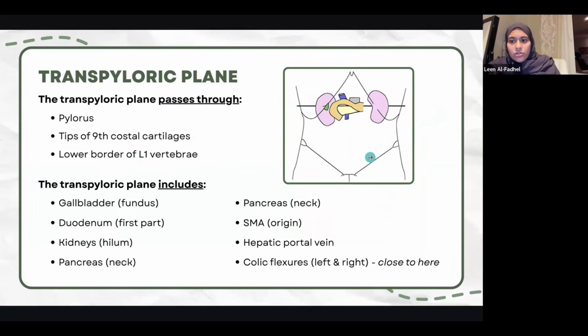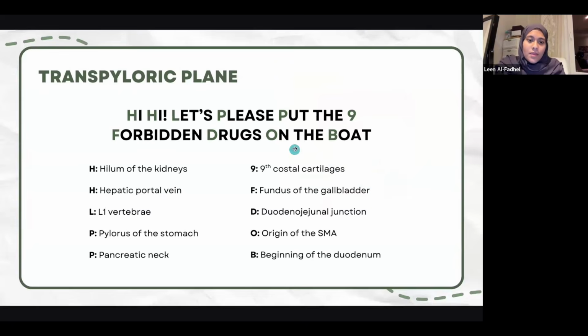Now, you do need to know these structures. However, just memorizing them rote like that, it's not that easy. So, I prepared for you guys a mnemonic. The mnemonic says, "Hi, hi, let's please put the 9 forbidden drugs on the boat." So, hi, hilum, hi, hepatic portal vein, L for L1 vertebra, P for pylorus, P for pancreatic neck, 9 costal cartilages, F fundus of the gallbladder, D duodenojejunal junction, origin of the SMA, and the beginning of duodenum.